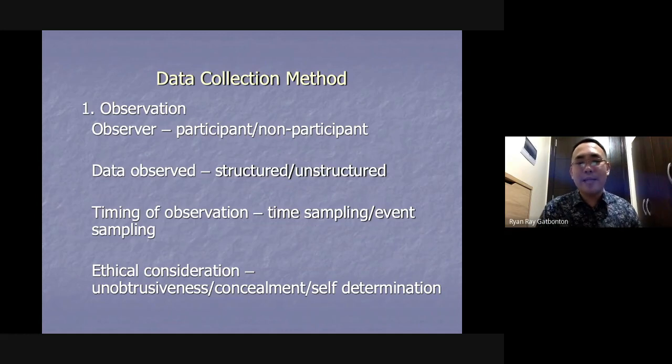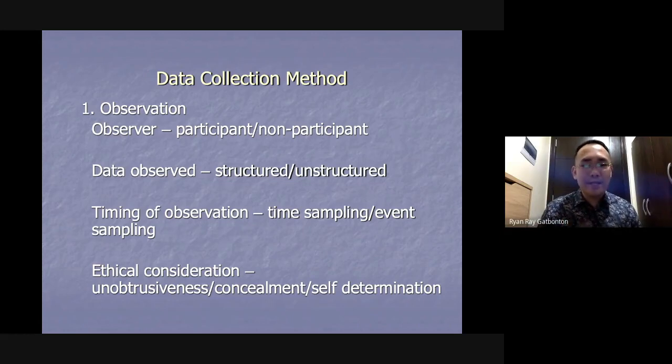It can be in the time sampling. Pag sinabing time sampling, pipili ka ng oras na oobserbahan mo yung isang tao. So it can be in the morning, during lunch, during dinner. You try to observe the people. That's time sampling kasi kumukuha ka ng time para obserbahan yung tao.